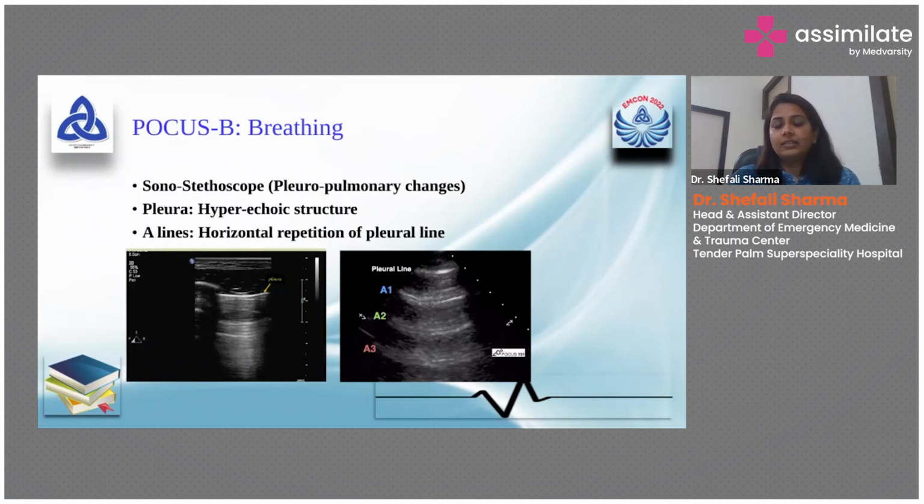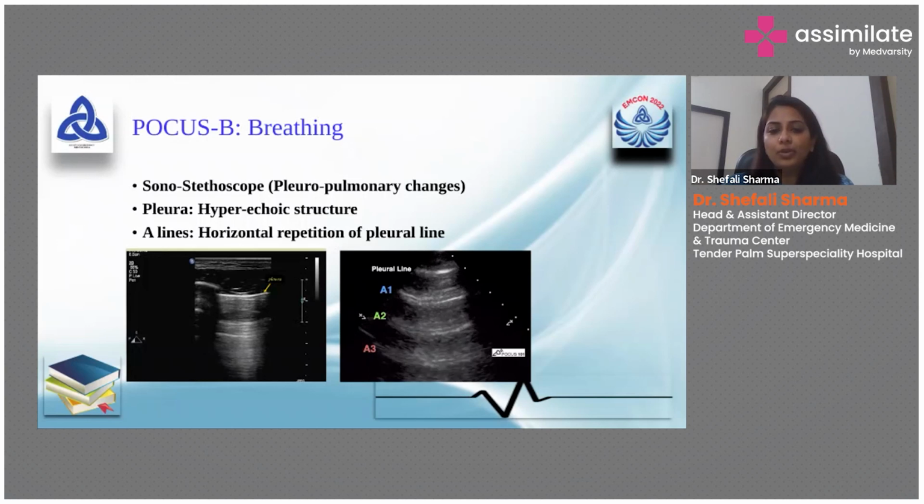Now, breathing is a little elaborate, where you would be seeing all the lung parts, both the right and the left side. You will have to compare, and then you will have to do it in 12 zones. So generally, when you do a lung ultrasound, you have to compare both sides, right and left, and do a 12-point ultrasound. Lung ultrasound is also called a sonostethoscope, where you will be checking for pleuropulmonary changes.